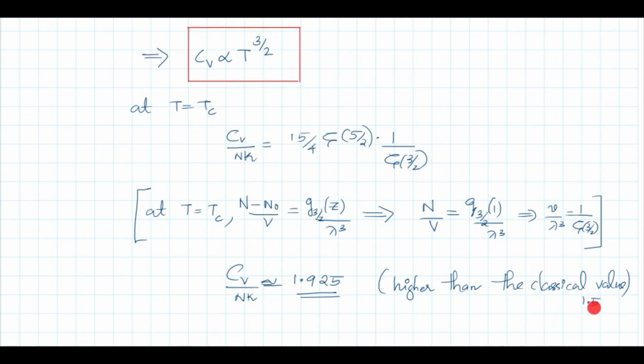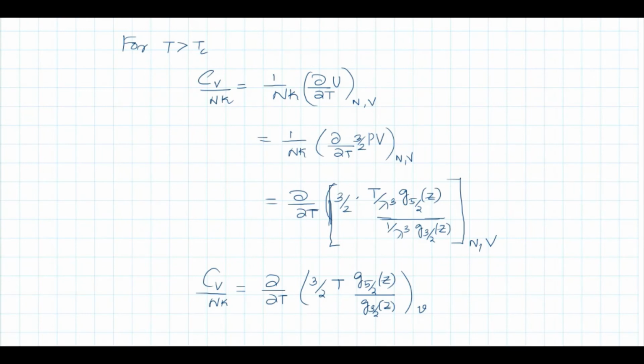1.925. What is the classical value? It is 1.5. Cv is 1.5 Nk. 3 by 2 Nk is the classical value. It is higher than the classical value. At t equal to Tc, the value is higher than the classical value.